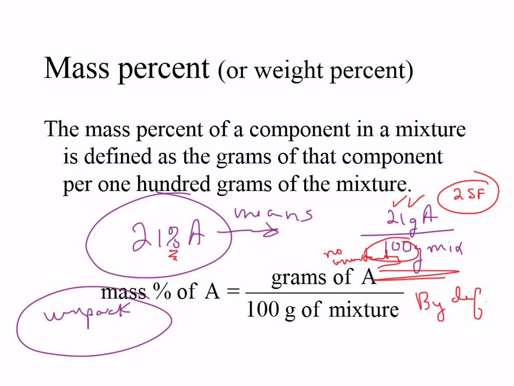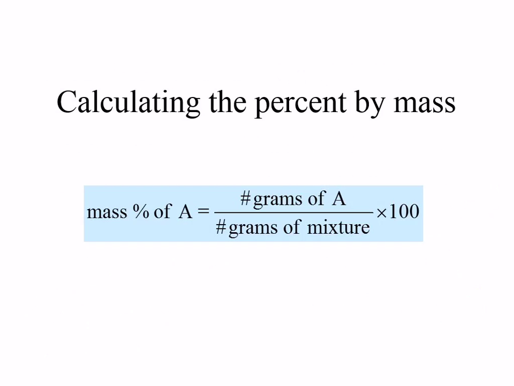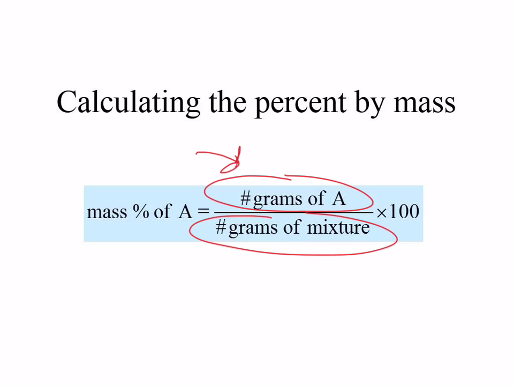Okay, that's unpacking it. But usually you don't have 100 grams of mixture. Usually you have some sort of amount, like 35 grams of mixture, and somehow you tease out component A, right? So if you isolate it, this is how you calculate weight percent. Basically, you isolate a certain mass of your mixture. You take the component of interest out, and then you take the mass of your component divided by the total mass of your mixture.